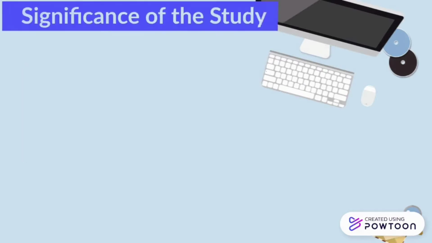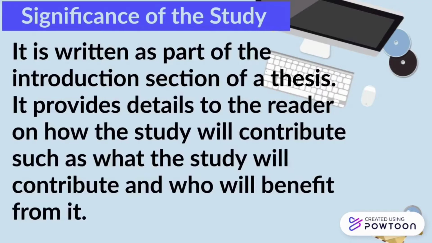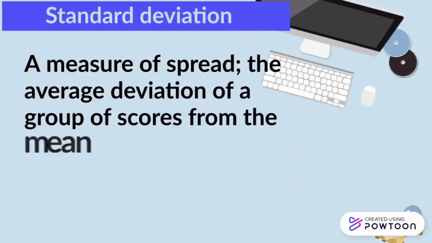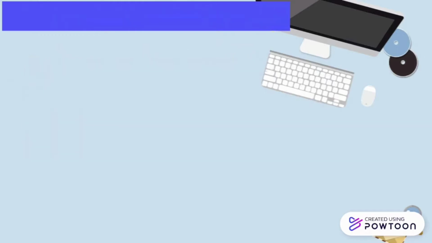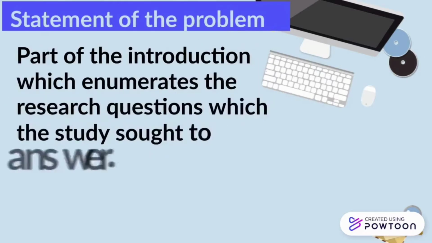Significance of the study. It is written as part of the introduction section of a thesis. It provides details to the reader on how the study will contribute, such as what the study will contribute, and who will benefit from it. Standard deviation. A measure of spread, the average deviation of a group of scores from the mean. Statement of the problem. Part of the introduction which enumerates the research questions which the study sought to answer.